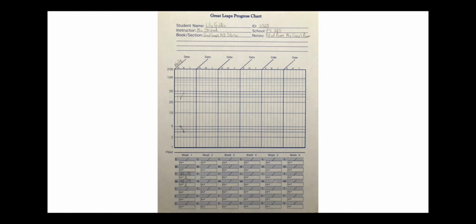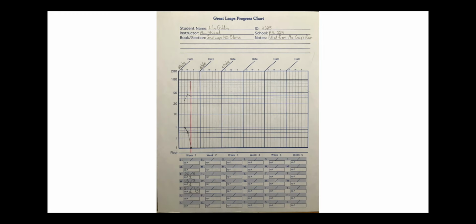Let's see what happened on Thursday. On Thursday, Lily read 39 words and only had 1 error. She got the goal. There were 32 words in this probe, and she read all of them, and she even read 7 more because there were 32 words and she had 39, and she only had one error. To get the goal in a Great Leaps exercise, you need to read the whole page with 2 or less errors, and Lily did it.